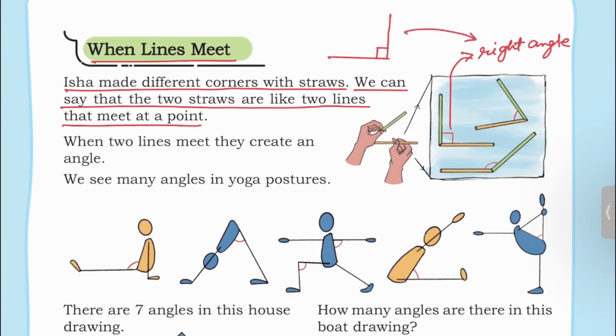Similarly, the angles that are less than a right angle are known as acute angles. That is, an angle less than a right angle is known as acute angle. Similarly, an angle more than a right angle like this is known as obtuse angle.